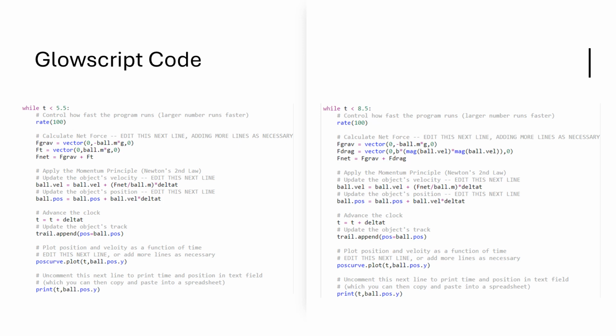And then on the right is for after the top and bottom parts meet and they fall to the ground together. So instead of the force of tension, we have the force of drag, which is opposing the force of gravity. And so that part is where the slinky will fall to the ground.